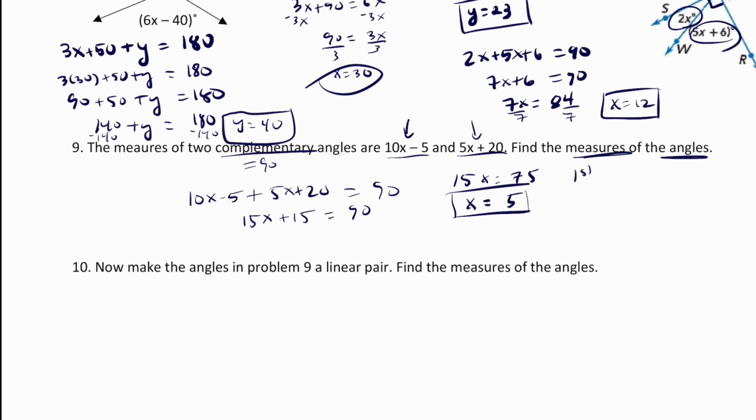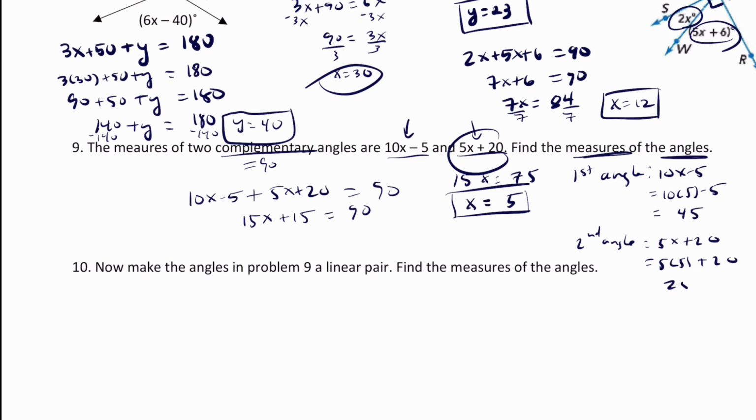So let's find the first angle. We have 10x minus 5, and I will just replace that x with the 5 that we already found. So I have 45 degrees, right? 10 times 5, that's 50, minus 5, that's 45. Great, so that's the measure of the first angle. The second angle is 5x plus 20. Replace the x with 5. So you're left with 45 degrees, right? And this makes sense because 45 plus 45 is 90 degrees.